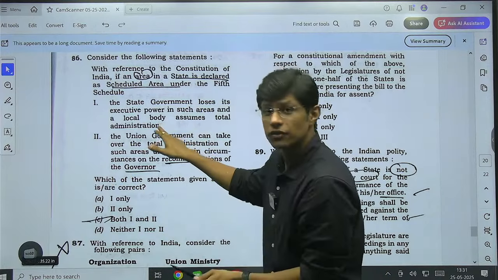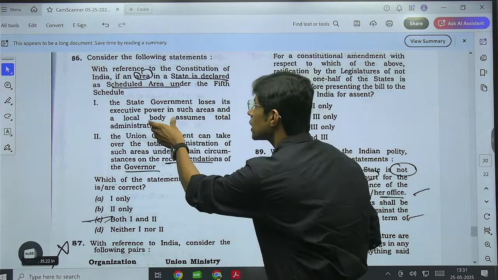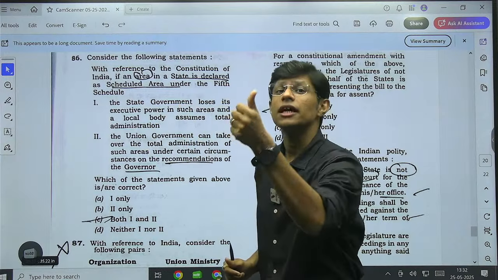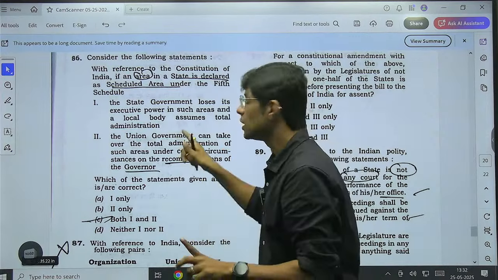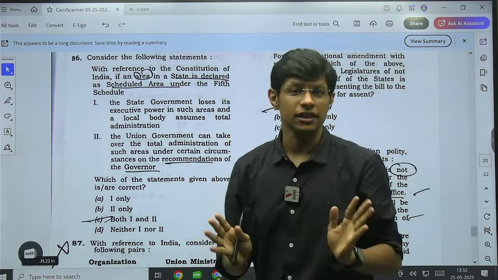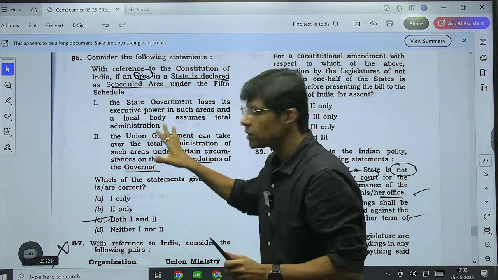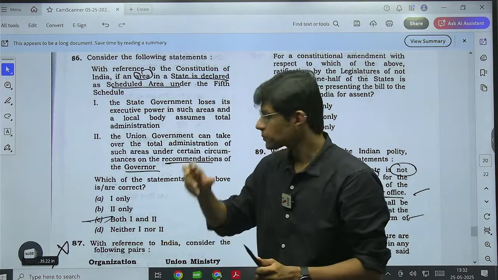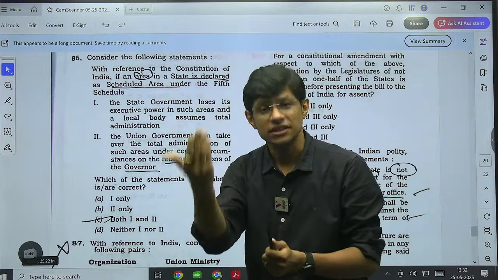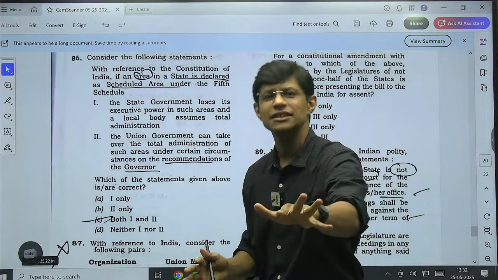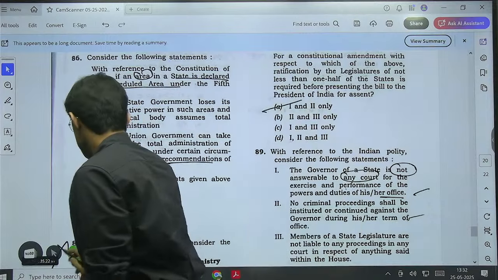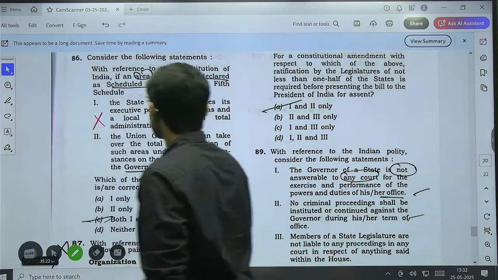And the second part of the statement, local body, for example, the Tribal Advisory Council constituted under the 5th schedule is only advisory. The recommendations of the local body are advisory, which means this statement is grossly inaccurate. Why? Because the state government has the power. Right? So this statement is incorrect.